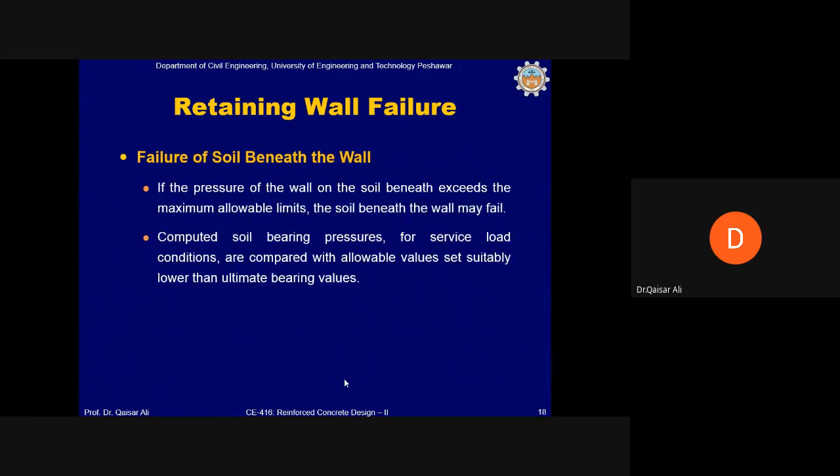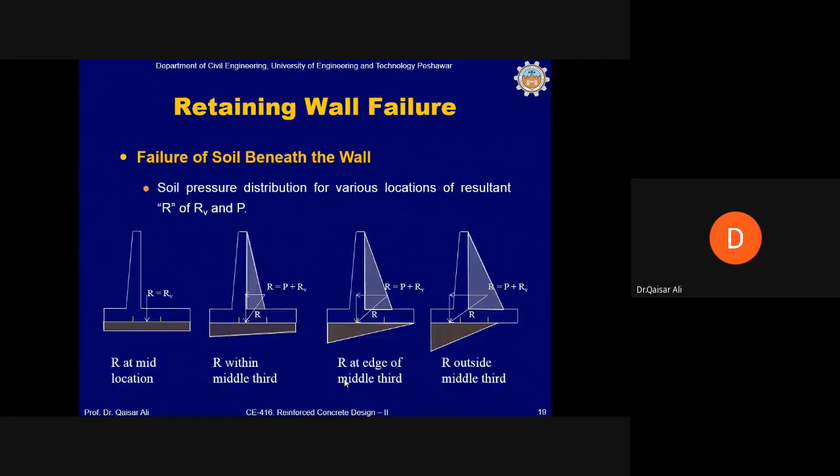The third kind of failure of the retaining wall, as we have discussed in the previous slide, is the failure of soil beneath the wall. If the pressure of the wall on the soil beneath exceeds the maximum allowable limit, the soil beneath the wall may fail. Computed soil bearing pressures for service load conditions are compared with allowable values set suitably lower than ultimate bearing values. Okay, this bearing pressure beneath the toe will be maximum.